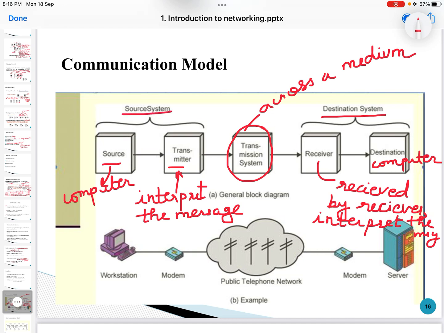So workstation is the source, transmitter is the modem, it will transmit the message. Transmission media is a public telephone network. Again you have a modem and then you have a server. Server is your destination, workstation is your source.